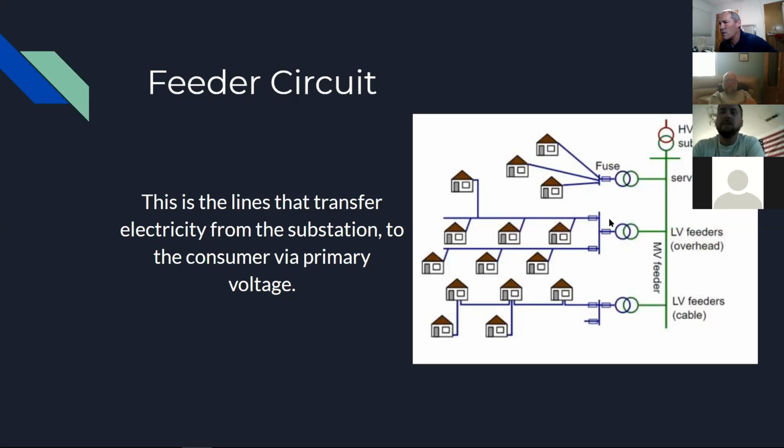I would suspect this right here, because it's not fused, that now that's a solid tap in this picture. And then you have low voltage feeders. When they say overhead and then cable, this is probably underground. Pretty different picture, but you can give a description on it.